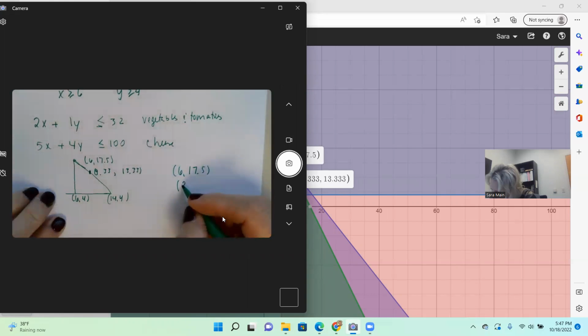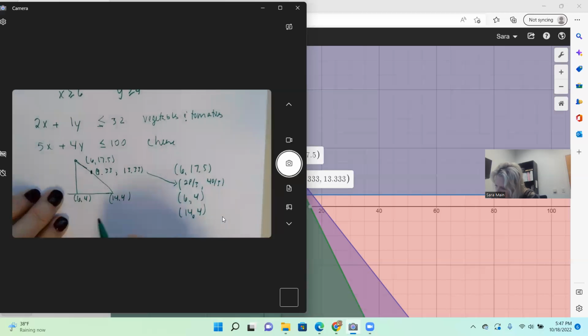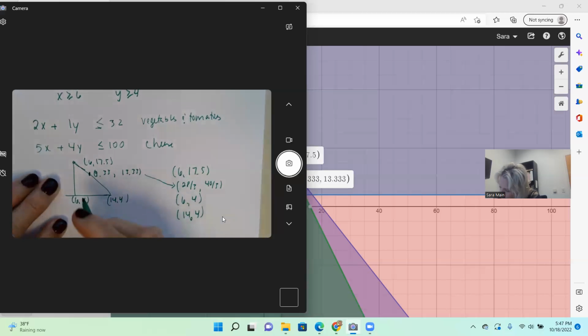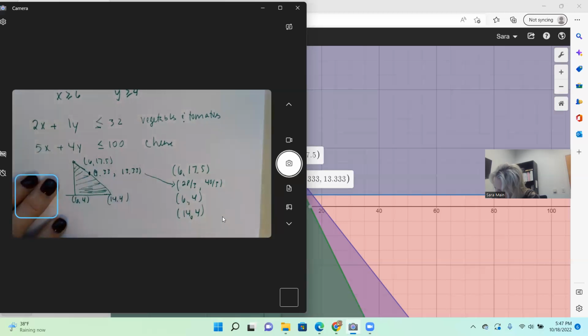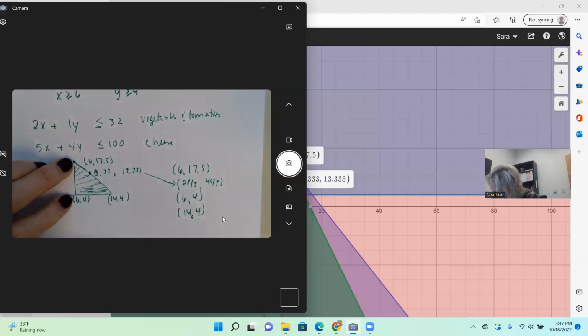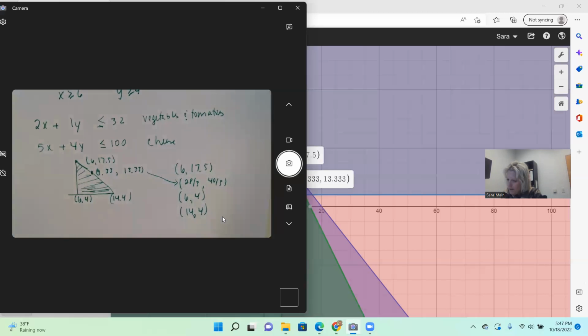So this is going to be 28 thirds and 40 thirds, is this point here in fraction form. 6 and 4 and 14 and 4. So in this shaded area will be there, any units. Okay.